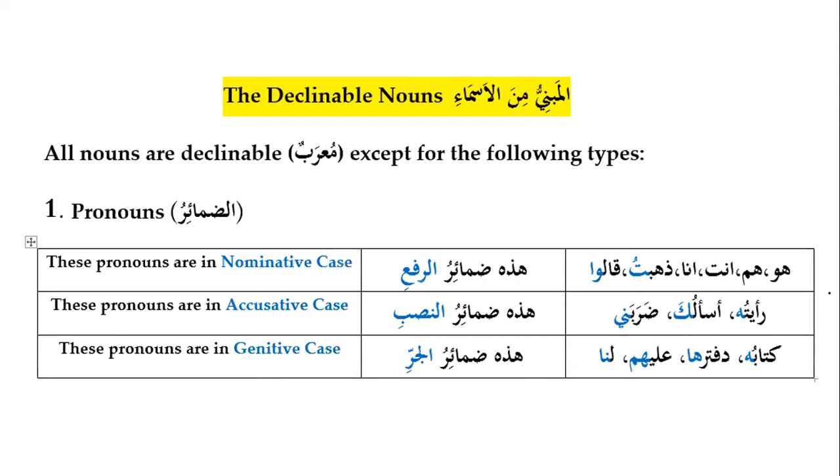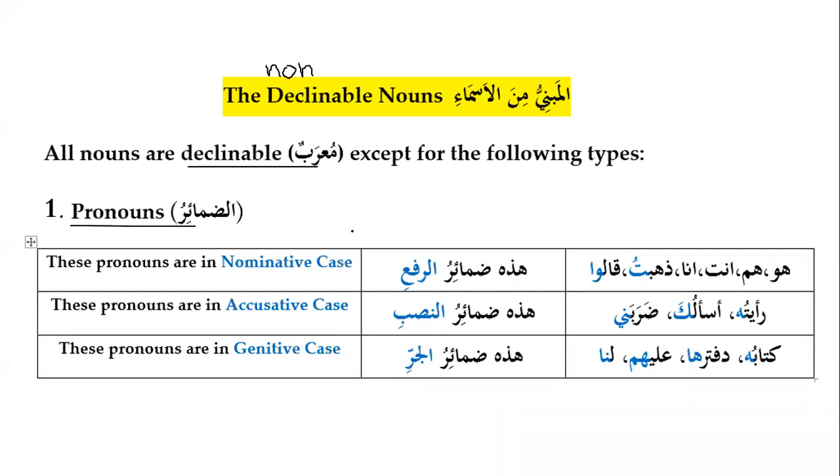Then we have the easier part, the declinable nouns. It should be non-declinable nouns, right? Al-mabniyu minal asma'i, the non-declinable nouns, the ones that cannot be declined. All right. So all nouns are declinable except for the following types, and we have discussed these types in book number 1, not even in book number 2.